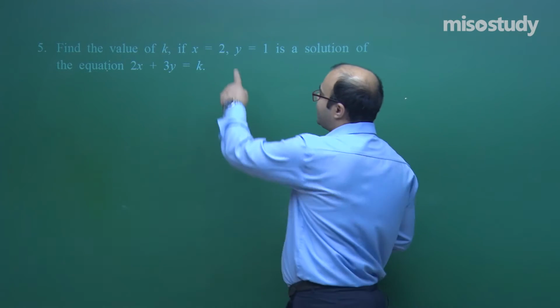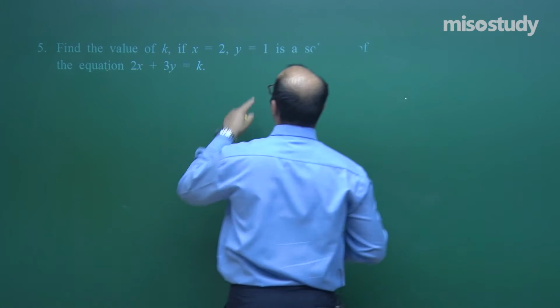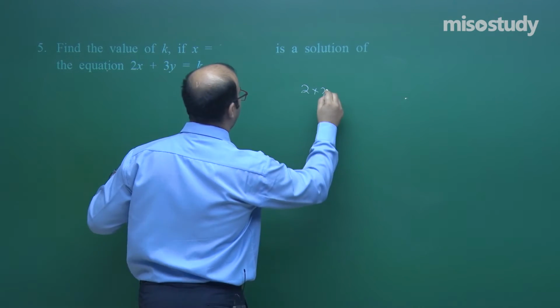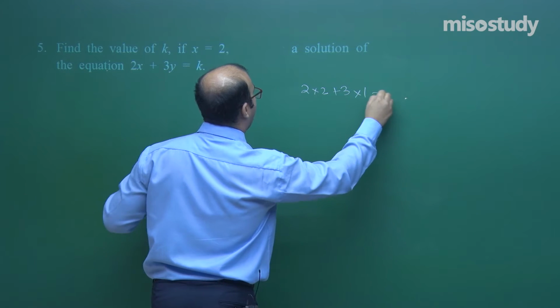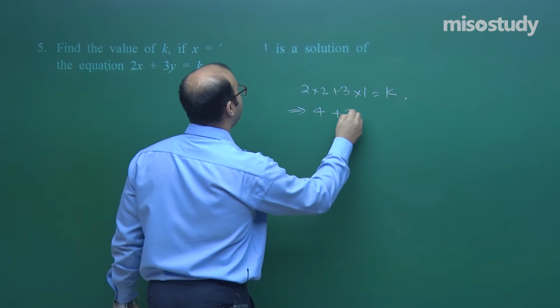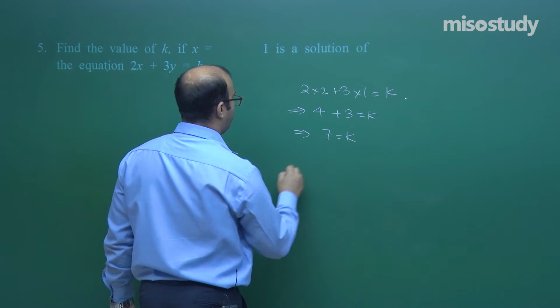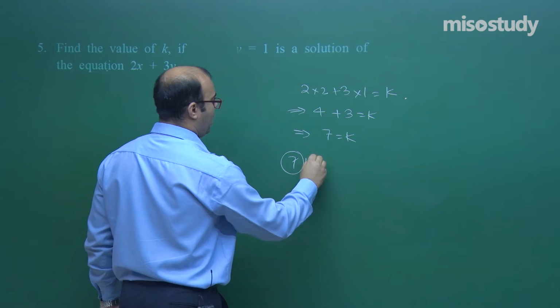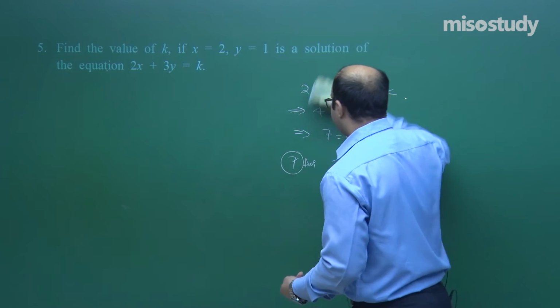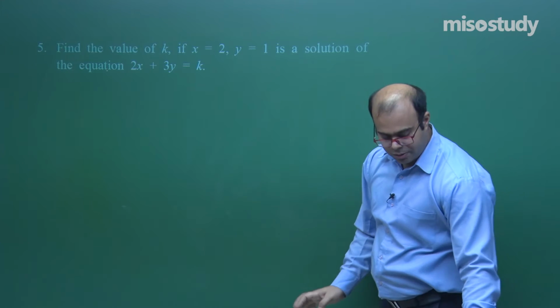Now, if these values of x and y are the solution of this equation, then they must satisfy the equation. So, when we put x equal to 2 here, this will become 2 into 2, and when we put y equal to 1 here, this will become plus 3 into 1, which has to be equal to k. This implies 4 plus 3 is equal to k, which implies that 7 is equal to k. So, the value of k is 7, which is our answer. So, this is how we decide the value of k. That means it satisfies that equation.